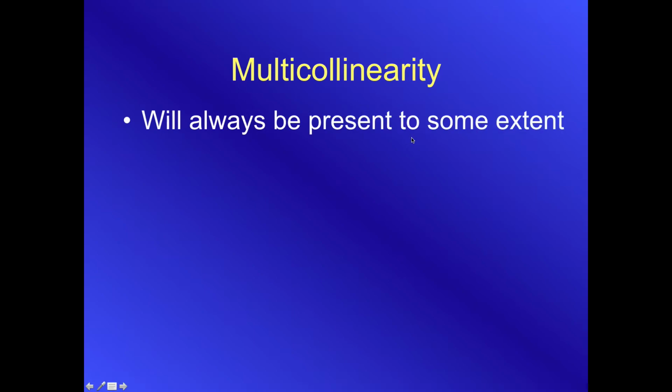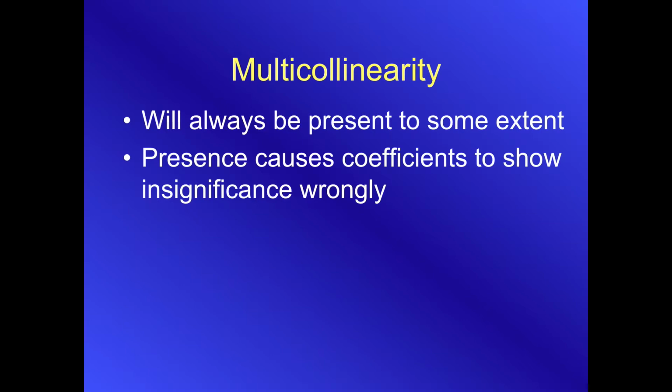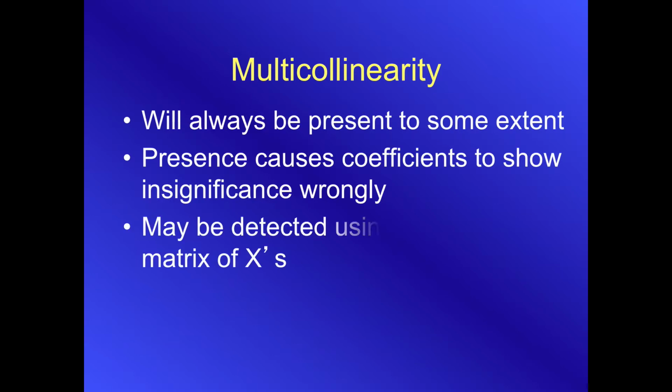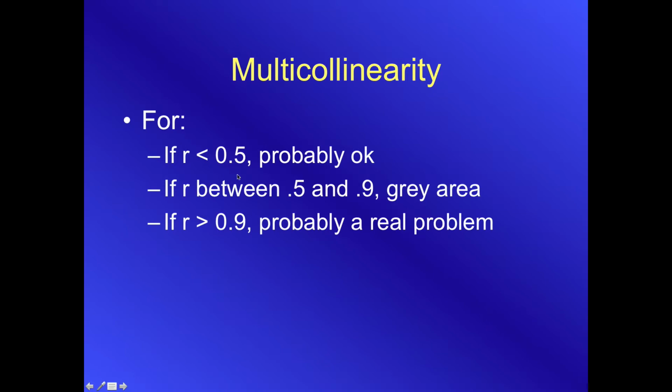Now, multicollinearity, that is, when two x's represent the same thing. Often this is a problem. Again, it affects the quality of the coefficients, the betas. We don't want it. It can be detected using the correlation matrix of the independent variables. If the correlation is low, then it's probably okay. If it's high, then there's a potential problem, and anywhere in the middle is a judgment call.